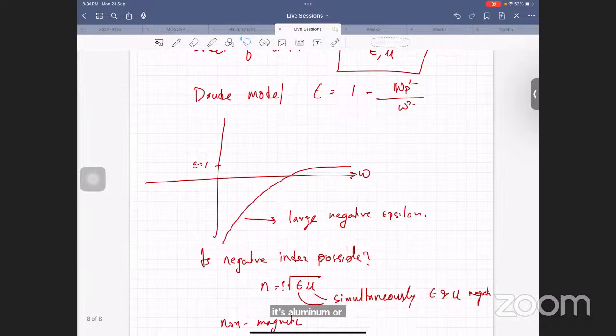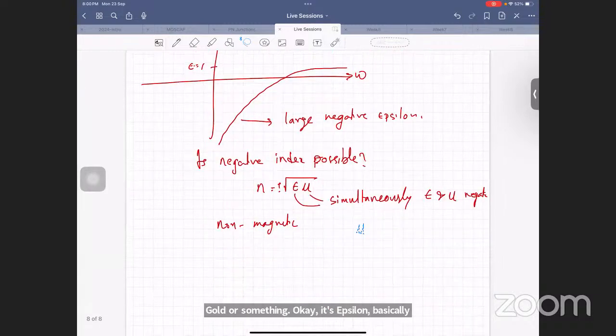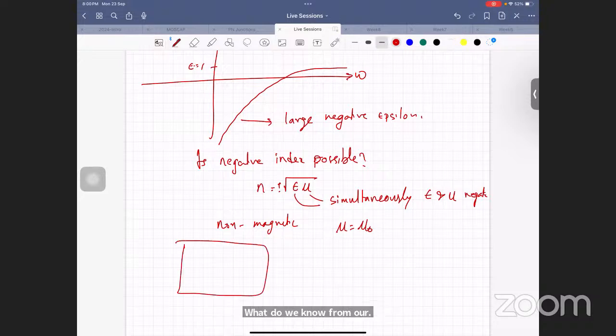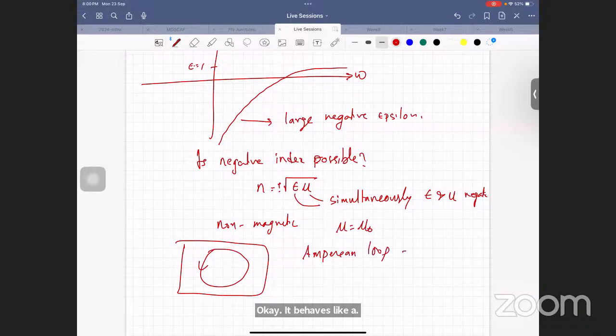Its mu is going to be mu naught. So with this you cannot have any magnetic response. Now, how do we engineer a magnetic response? What do we know from Lenz's law? If you take a sheet of metal and you keep having circulating current like this, it behaves like a current loop, an Amperian loop, and it has a magnetic B response.